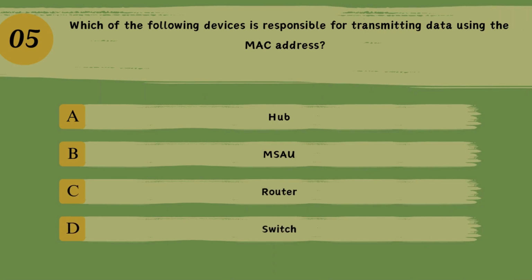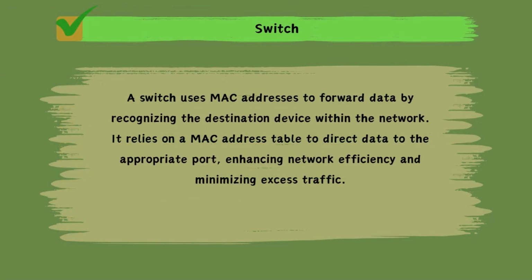Question 5. Which of the following devices is responsible for transmitting data using the MAC address? A. Hub. B. MSAU. C. Router. D. Switch. Correct answer: D. Switch. A switch uses MAC addresses to forward data by recognizing the destination device within the network. It relies on a MAC address table to direct data to the appropriate port, enhancing network efficiency and minimizing excess traffic.